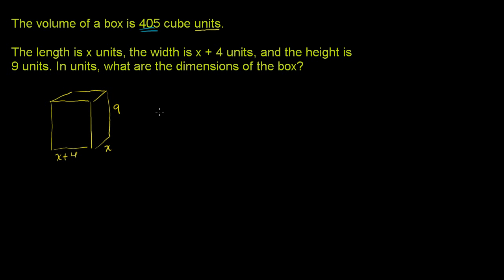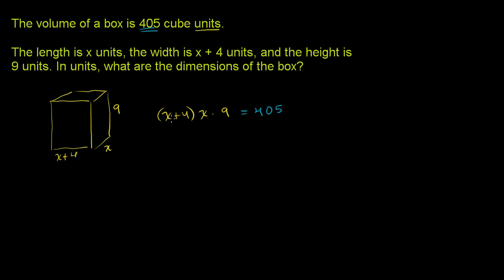So if we wanted to calculate the volume, what would it be? It would be the width, x plus 4, times the length, x, times the height, 9. That's literally the volume of the box. Now, they also tell us that the volume of the box is 405 cubic units, so it is equal to 405. So now we just solve for x. What do we get here?